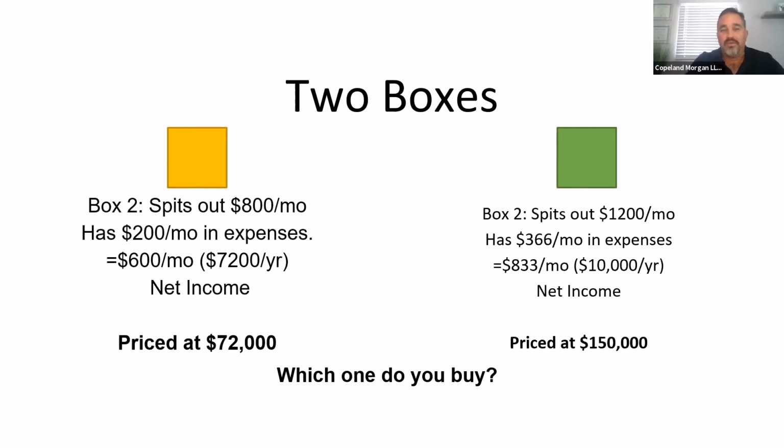And there we go. Now we see some prices, and now we can complete our analysis, or at least we have the information that we need to determine which one is the better deal on the surface. So if the yellow box is priced at $72K and spits out $7,200 per year, that's easy math. That's a 10% cap rate. And then the green box over here is priced at $150K with $10,000 a year net income. Now, which one do you buy?